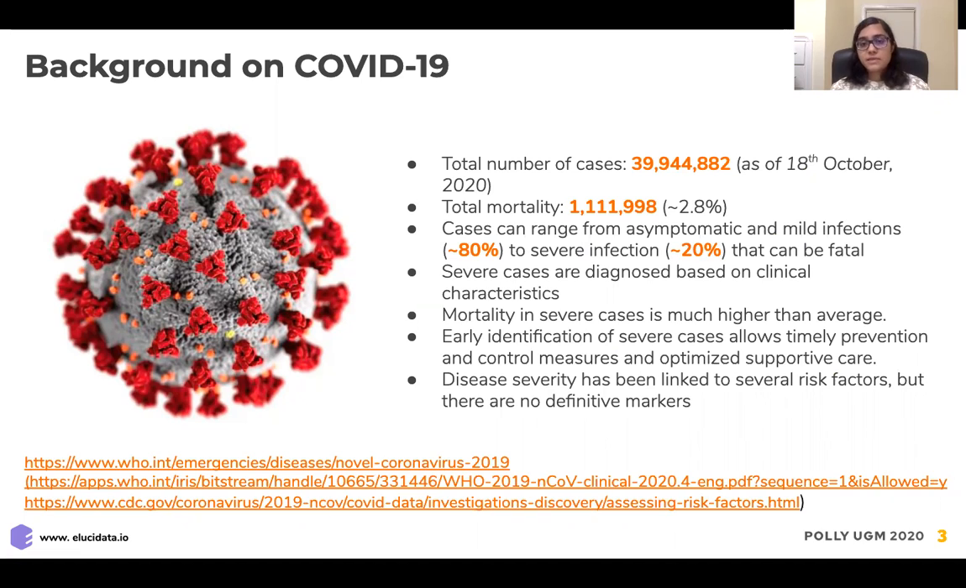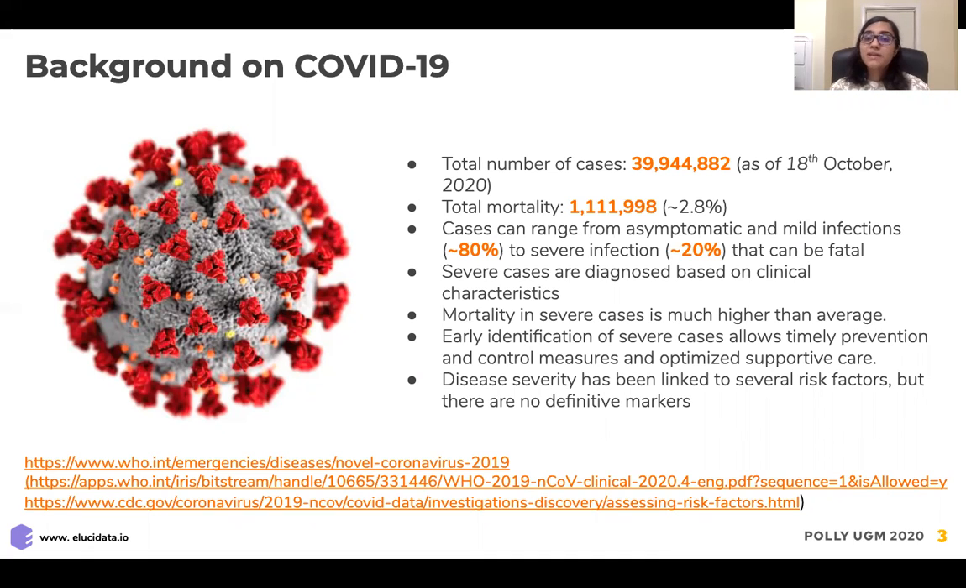Severity of COVID-19 is currently diagnosed based on clinical characteristics such as oxygen saturation level in the blood, respiratory rate, and other clinical metrics that a healthcare worker or a doctor may determine. Now, by the time these symptoms are observed, the cases have already become severe. And that is a problem because mortality in severe cases of COVID-19 is much, much higher than the average 2.8% that we have observed.